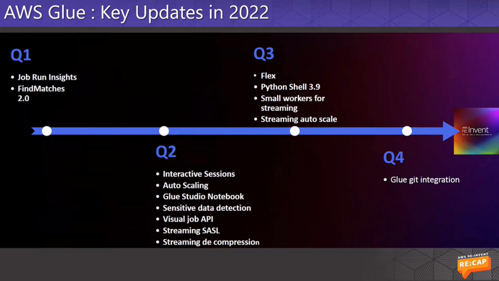Early part of last year, there was a new job run insights and a new version of FindMatches that was released. Middle of the year, there were a bunch of announcements around new serverless capabilities on Glue. Instead of spinning up a Glue development endpoint that is charged every second, you can use something called interactive sessions, where the Glue service automatically spins up a Spark cluster behind the scenes when you need it. And when you no longer need it, it is automatically shut down. So you don't have to keep paying for a development endpoint while you do your development and testing.